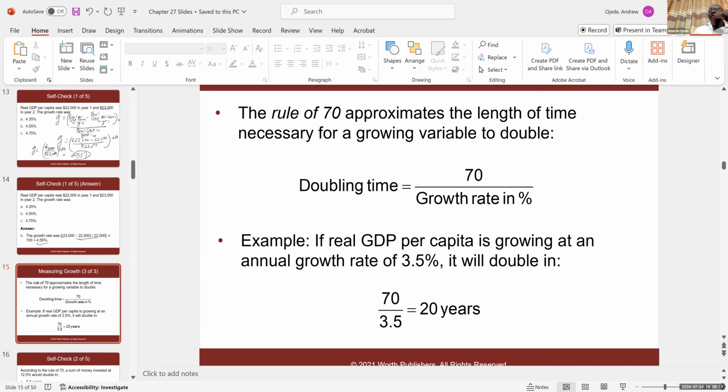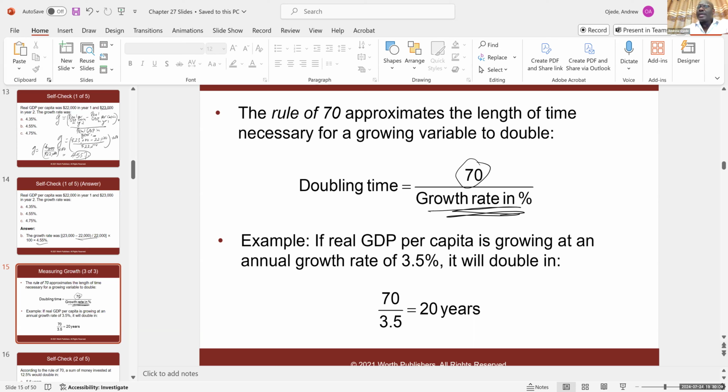There's another way that economists look at how long it takes the value of an economic variable to double. For example, if the average income in a country is $22,000, how long does it take that income to double from $22,000 to $44,000? There's a rule that growth economists have come up with. We call it the rule of 70. It's basically an approximation of the length of time necessary for a growing variable to double. Be it income or money in your savings account, you just take 70 divided by the growth rate of that variable.